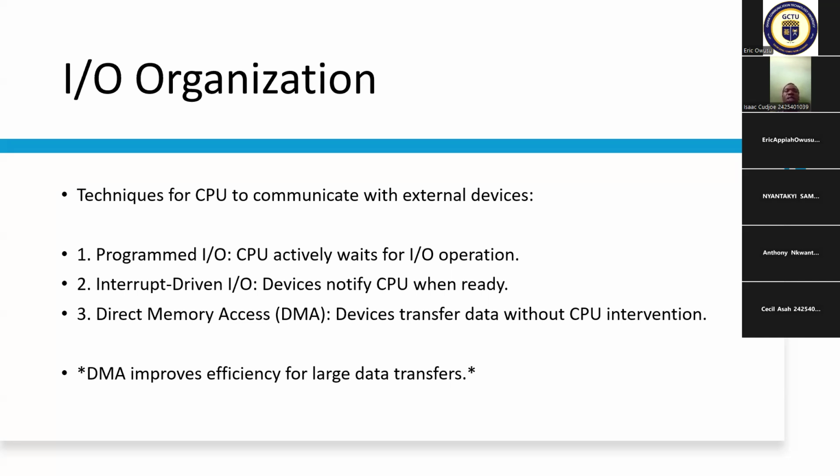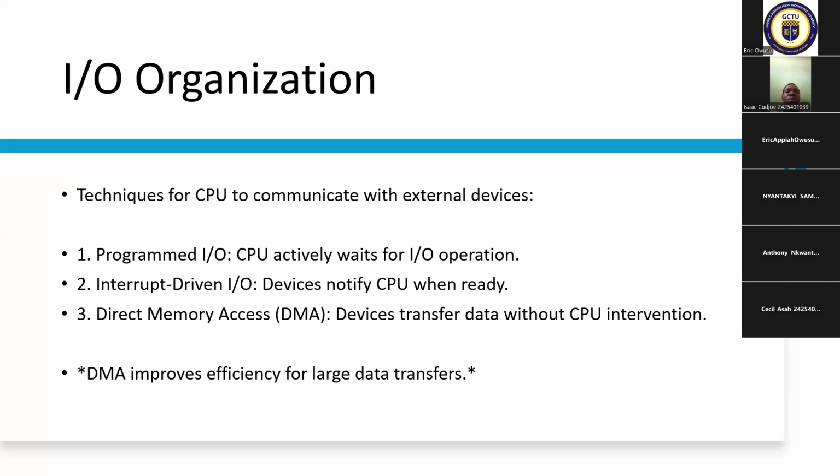Techniques for I/O communication. First, programmed I/O. How it works: the CPU is involved in all I/O operations. The CPU checks the I/O device's status and waits until it's ready. Once ready, the CPU transfers data. The good side is that it's simple to implement, and the bad side is that the CPU is occupied the whole time, which is inefficient for large or slow operations. Example: keyboard input, where the CPU constantly checks if a key has been pressed.